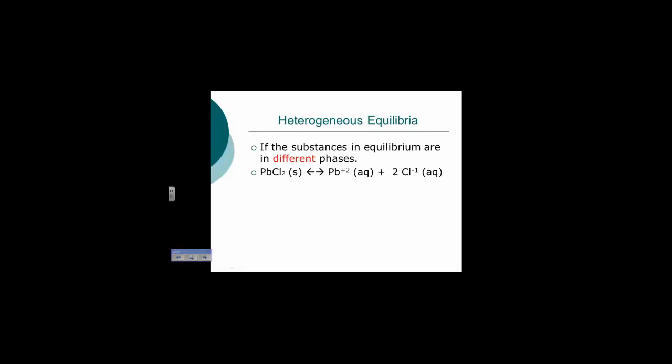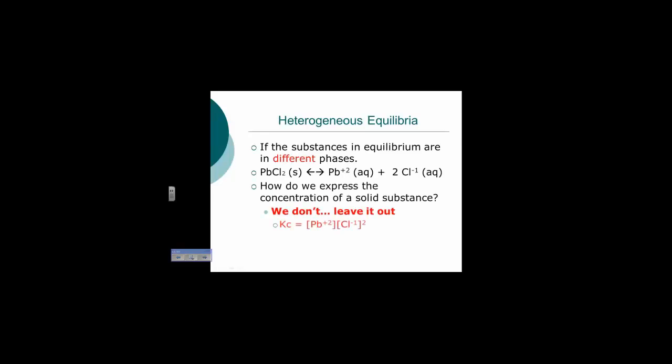On the left side, notice it's solid. On the right side, they're aqueous ions. It's a physical process of dissolving. But this would be an example of a heterogeneous equilibria. They're not all in the same phase. I have solids and I have aqueous ions.